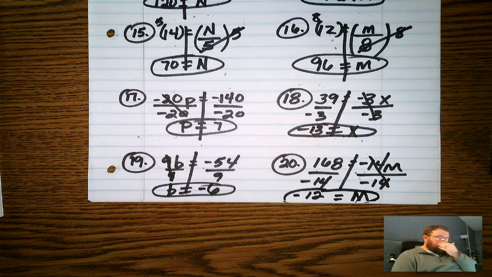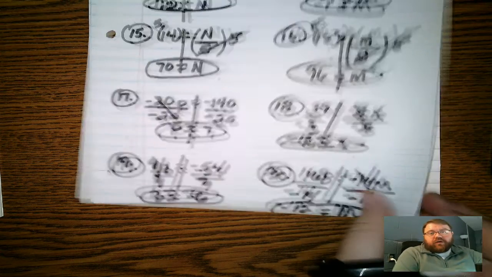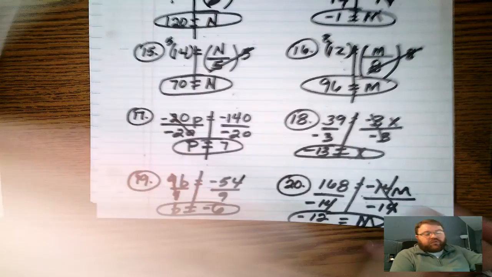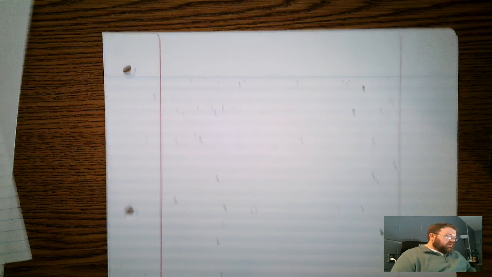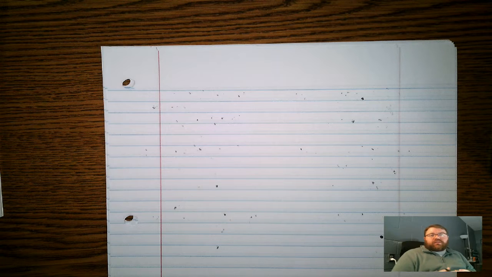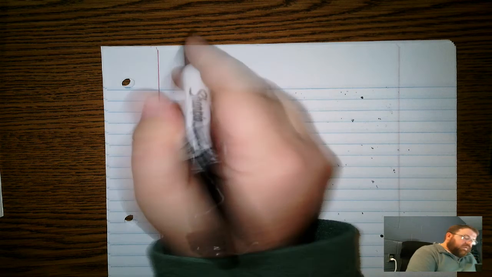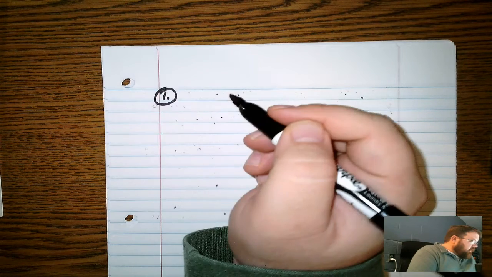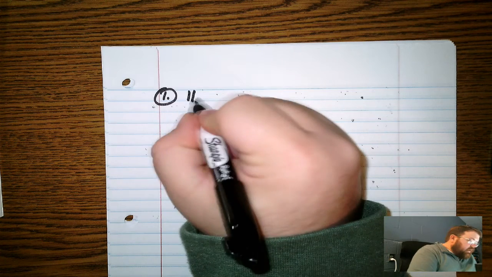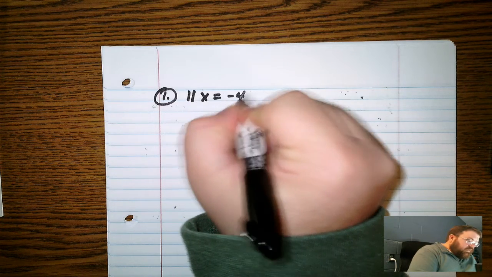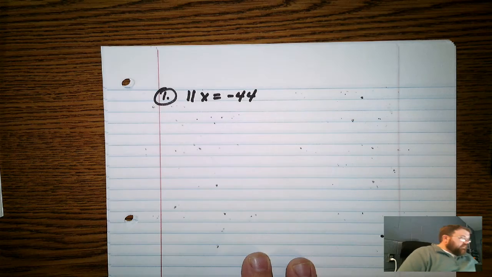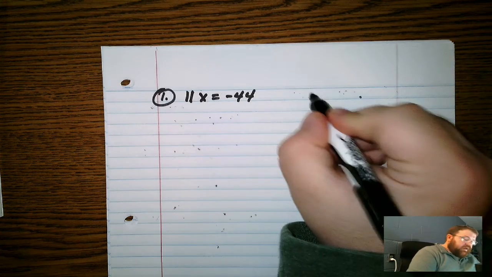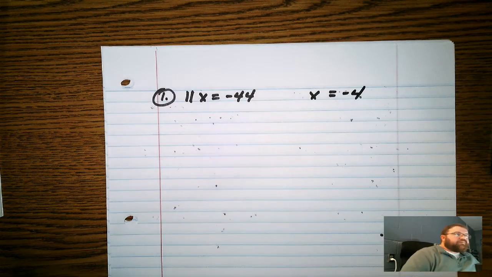Okay? Something that I have not done that you are required to do is to show us your check step. Remember, to show us your check step, you simply take your solution and substitute it into the original equation. So I'm going to do two examples like that with you. On problem number 1, we had 11x is equal to negative 44. Now we solved it and we had x is equal to negative 4.